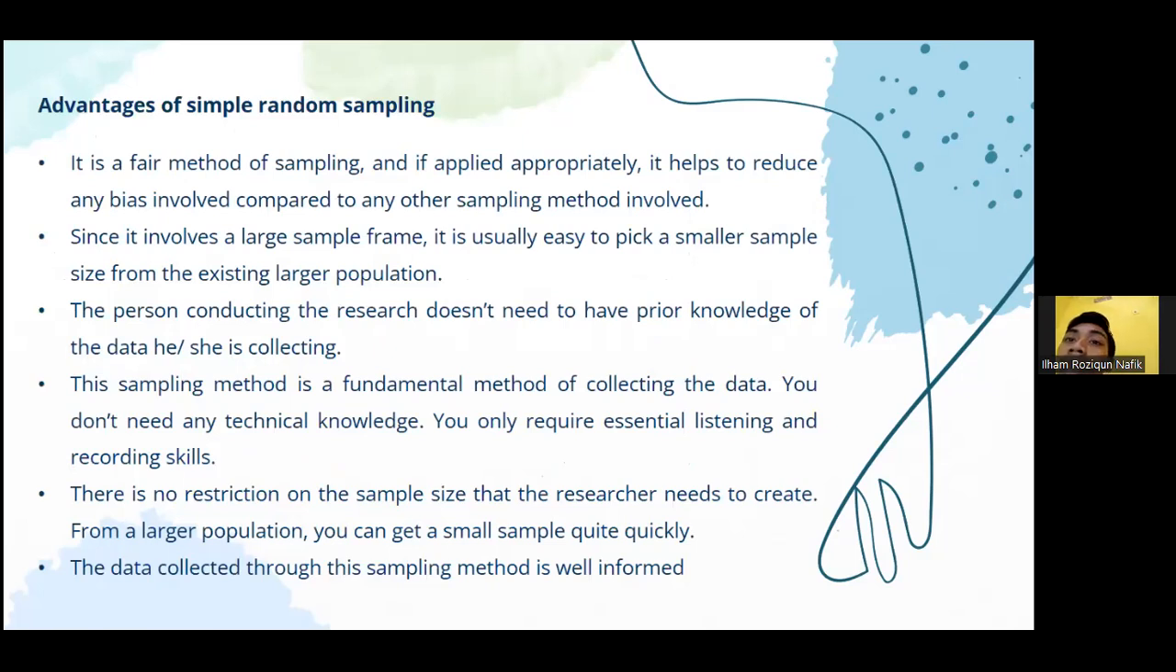There are some advantages of simple random sampling. First, it is a fair method of sampling, and if applied appropriately, it helps to reduce any bias involved compared to any other sampling method. And second, since it involves a large sample frame, it is usually easy to pick a smaller sample size from the existing larger population. The next, the person conducting the research doesn't need to have prior knowledge of the data that is collected, and this sampling method is a fundamental method of collecting data.